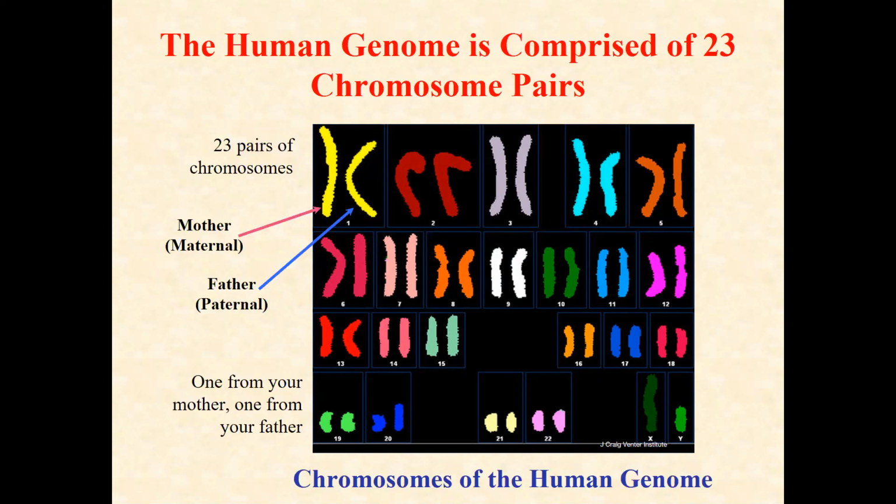Does every organism have 46 chromosomes? Absolutely not. Some have many more, and some have just one, like bacteria and viruses.